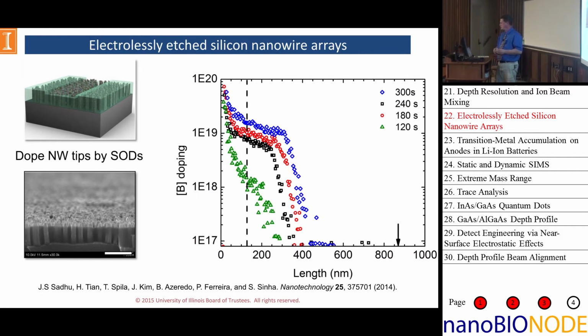Previous results we did with these showed that we can dope the nanowires using the spin-on dopants, but now the question was, can we do something about the tops? And so what they did was they etched away a little area and was able to dope it. And so we did some SIMS on it, and depending on how long they doped it, we can get different concentrations at the various tops, and that helps them with making contacts to them.